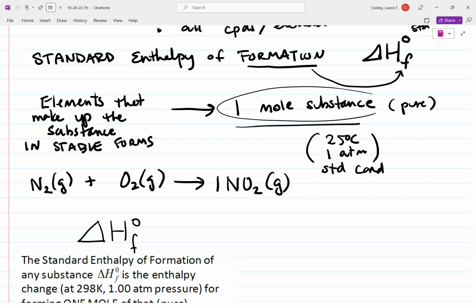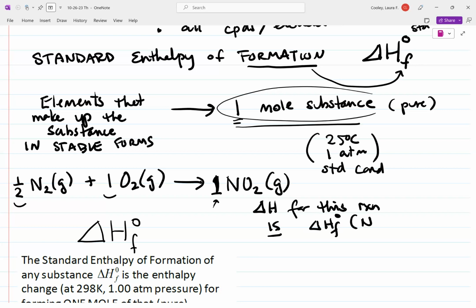Okay, now here's the other thing. So the delta H, okay, wait. So to form 1 NO2, that's only 1 N. If I start with N2, half of that is an N. So I have to make it so that I get 1 mole of my substance. So I have to change the coefficients here, whatever they need to be to end up with a 1 over here. And the delta H for this reaction is delta HF0 of NO2 gas. All right, that's one example.